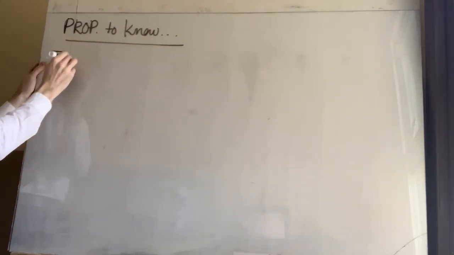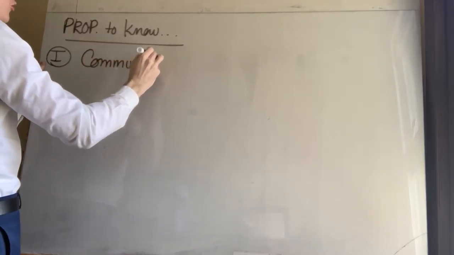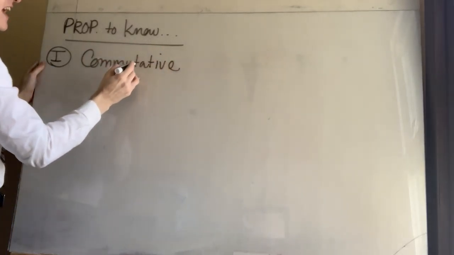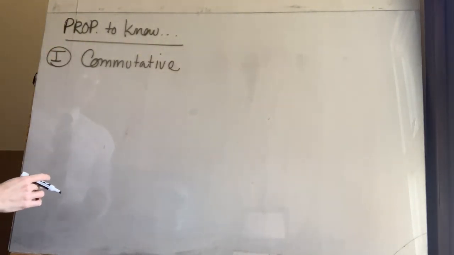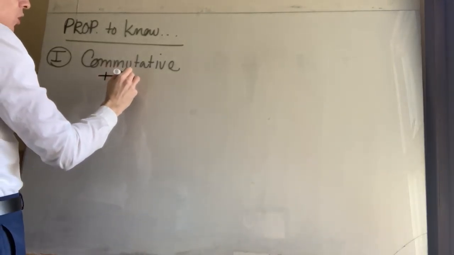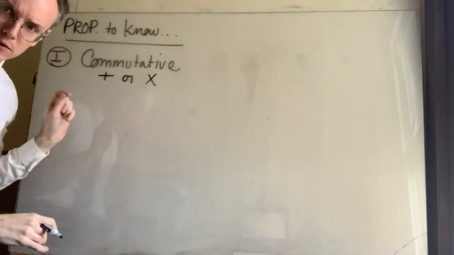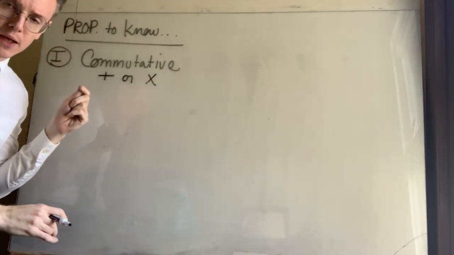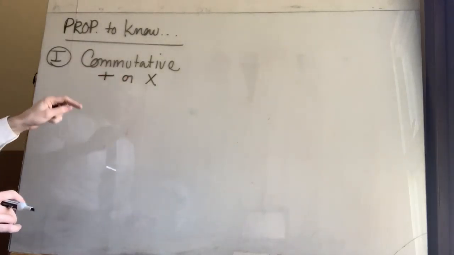There is first and foremost the commutative property. Commutative, not communicative. There's a commutative property of addition or multiplication. There isn't one for subtraction. It wouldn't work if you tested it. And there isn't one for division. Just multiplication or just adding exclusively.